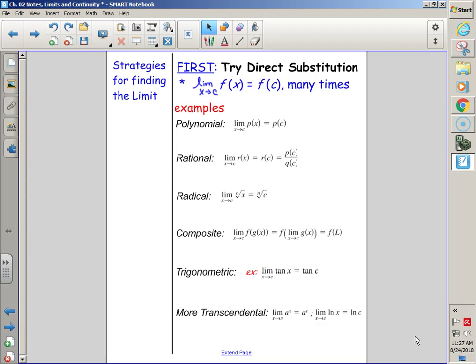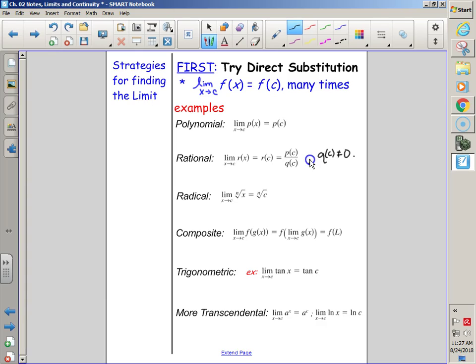How do you shorten this entire page? How to find limits? First, plug in. The limit as x approaches c of f of x is f of c. You're done. Many times, I'm just saying the majority of the time it works. Our book goes through, polynomial functions, it's going to work. Rational functions, it's going to work as long as q of c does not equal 0, right?